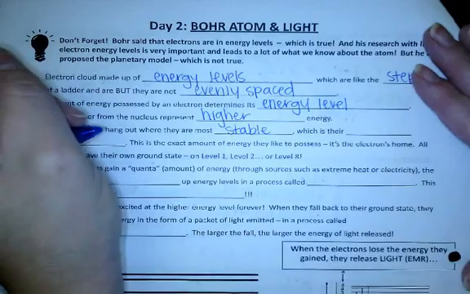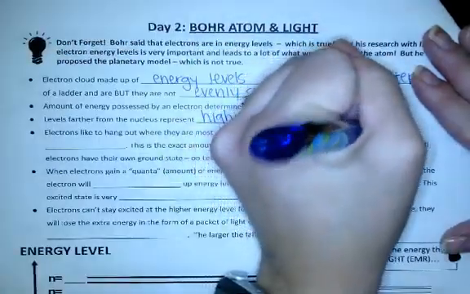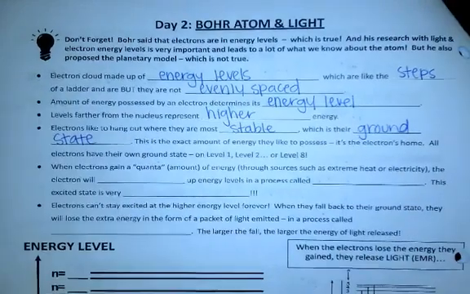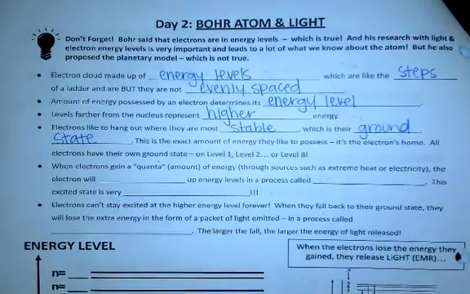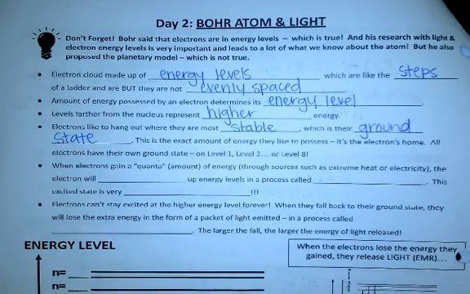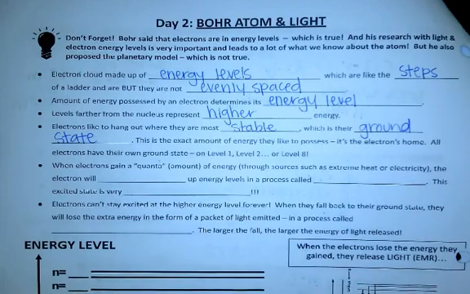So electrons like to hang out where they are most stable, okay? Most stable, which is called their ground state. When they're in their ground state, they're just chilling, okay? They're not uncomfortable. That's kind of how I like to think about it. They are just where they are most comfortable. This is the exact amount of energy they like to possess. It's the electron's home. So again, the ground state is where the electron likes to exist. Now, all electrons have their own ground state, whether that be level 1 or level 2 or level 8.